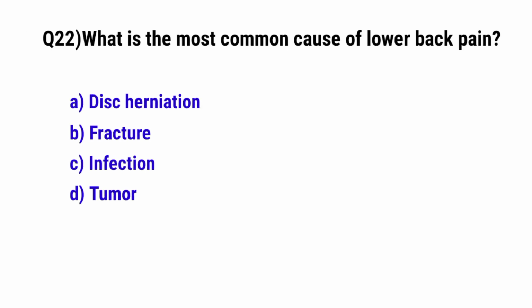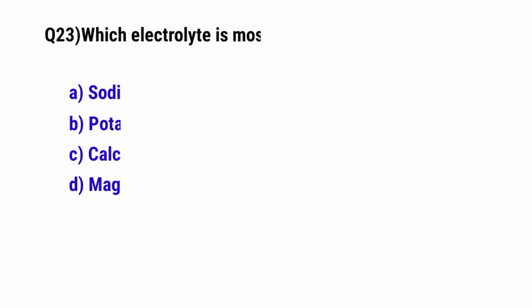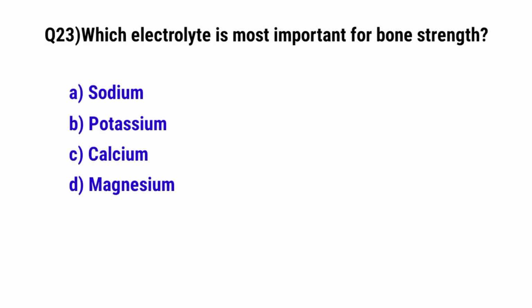Question number 22. What is the most common cause of lower back pain? The correct option is A, disc herniation. Question number 23. Which electrolyte is most important for bone strength? The correct option is C. Calcium.